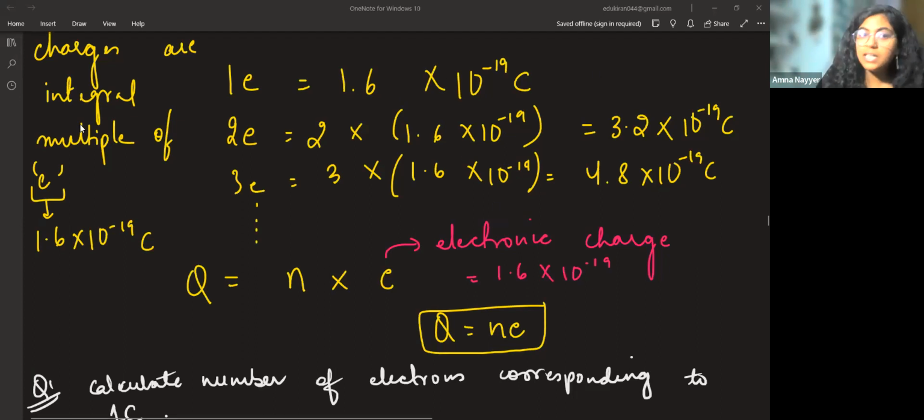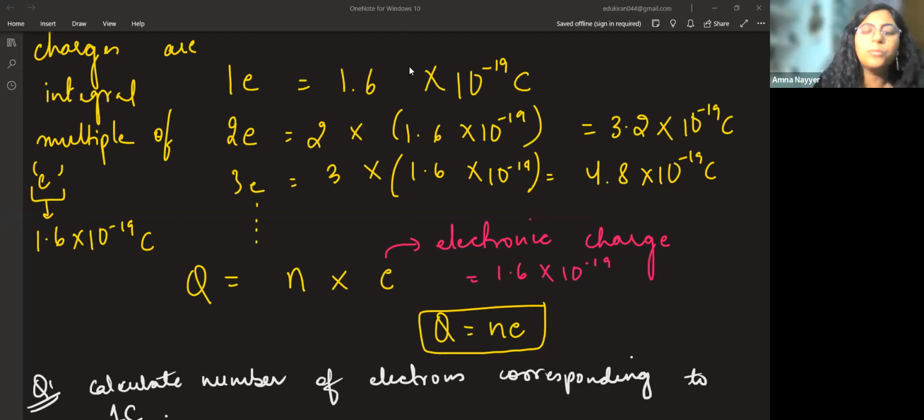Integral means complete. 1, then 2. You don't have 1.5 electrons present. So after this, this only. Nothing in between is possible. After this, 6.4 into 10 to the power minus 19. Like this. All the 4 properties are clear to all of you?